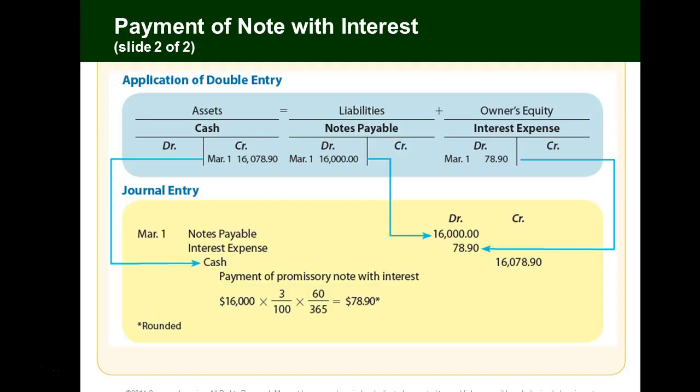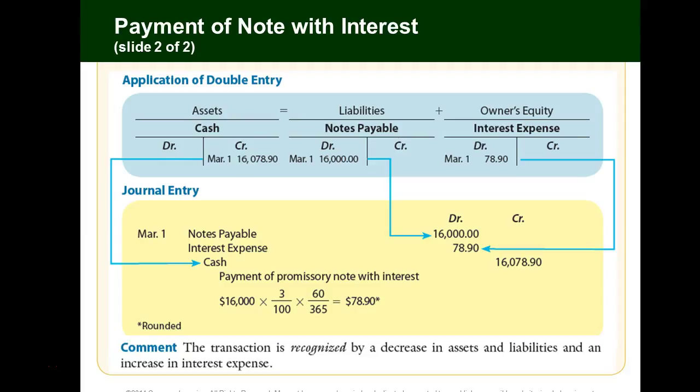So our interest is $78.90, and we need to pay them the principal amount of the loan, $16,000, plus the $78.90. This transaction is recognized by a decrease in assets. Why assets? Because we don't have the cash; we used up cash. And a decrease in liabilities. Why? We don't owe it anymore. And an increase in interest expense.